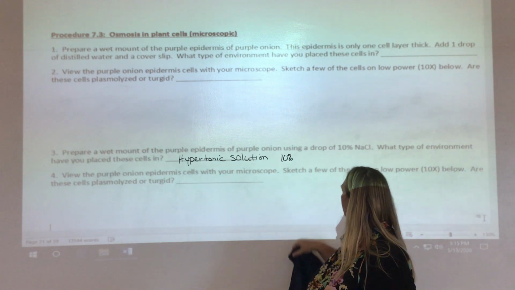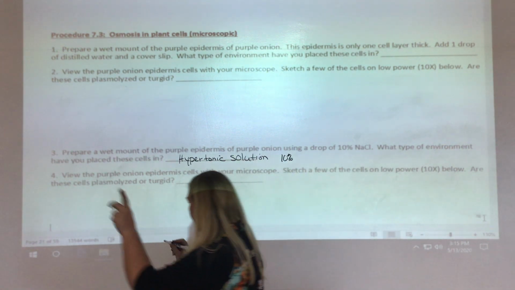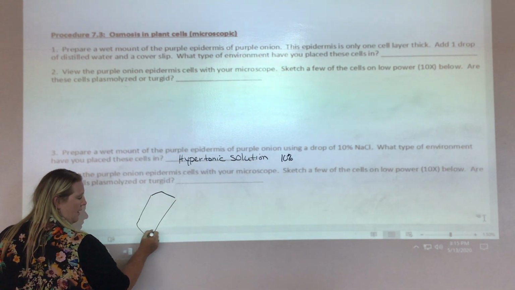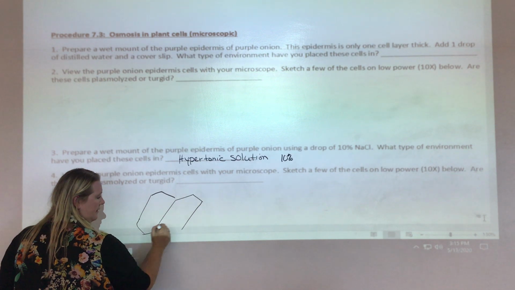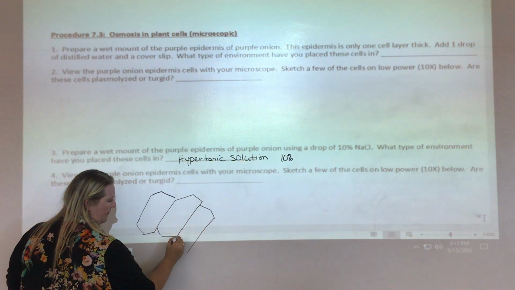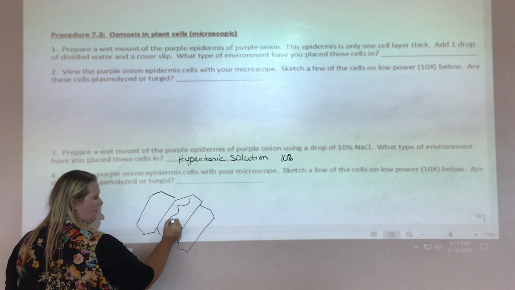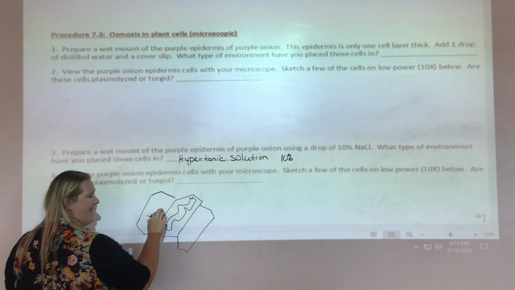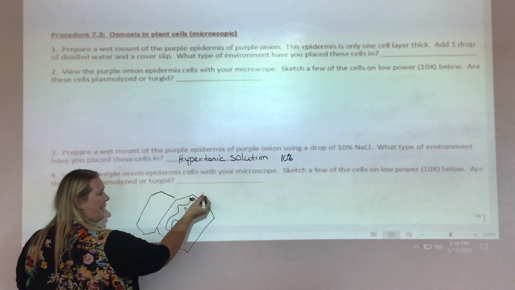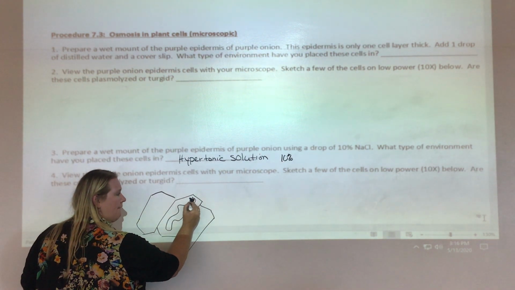View the purple onion with your microscope. Sketch a few of the cells on low power. Hopefully when we go back, we're still going to be seeing the cell wall of those onions. Something like this. But we're going to see that central vacuole not pushing against the sides, where the white space in between is bigger than what we saw in that first one.